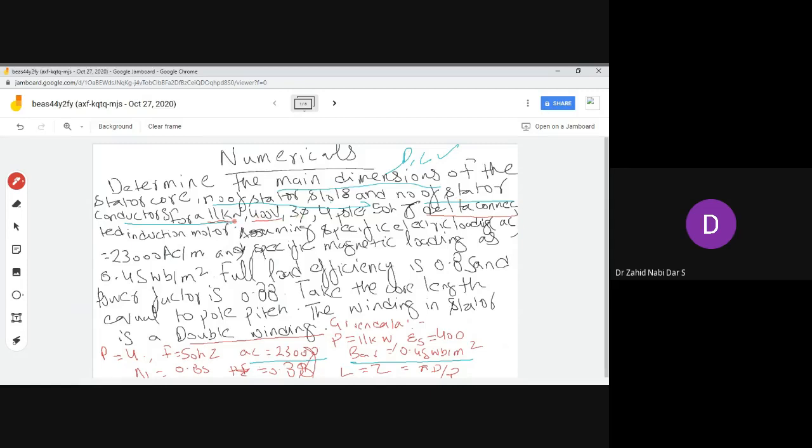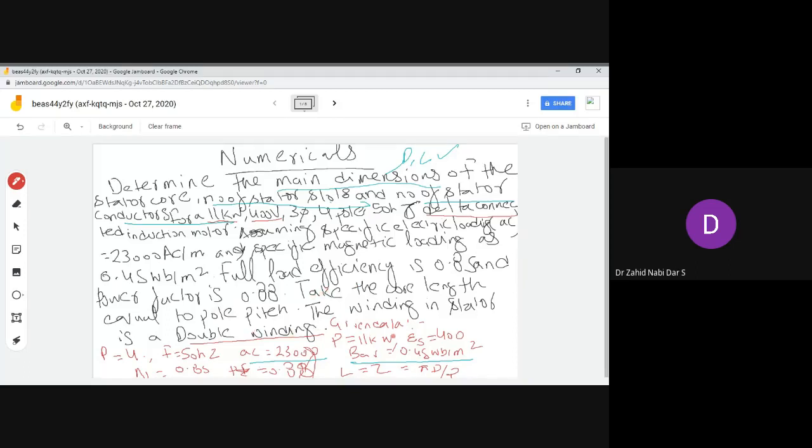Okay, for an 11 kW 400 volt 3 phase 4 pole 50 hertz delta connected induction motor, assume specific electrical loading AC to be 23,000 ampere conductors per meter and specific magnetic loading as 0.45 Weber per meter square. Full load efficiency is 0.85 and power factor is 0.88. Take the core length equal to pole pitch, that is L is equal to tau, or L is equal to pi D by P. The winding in the stator is a double layer winding.